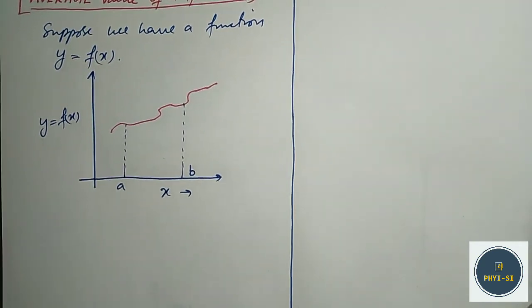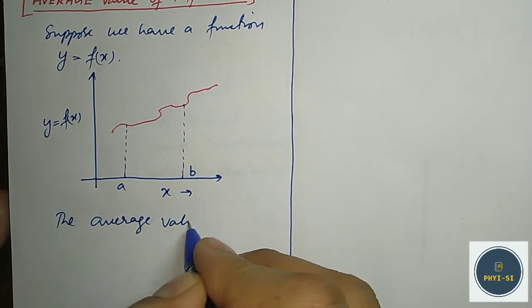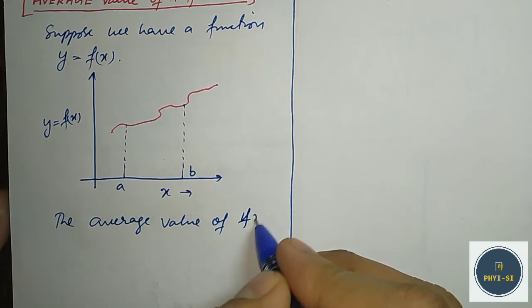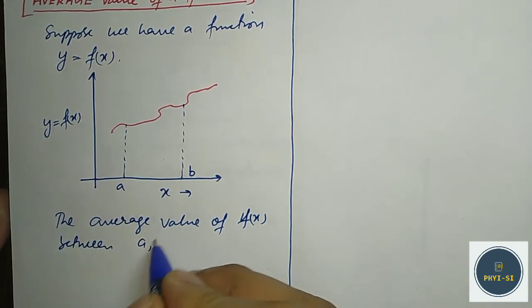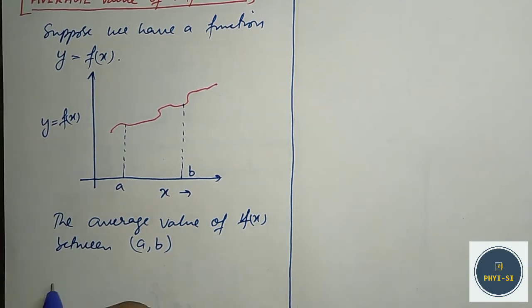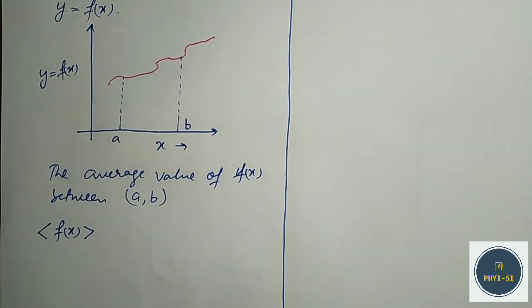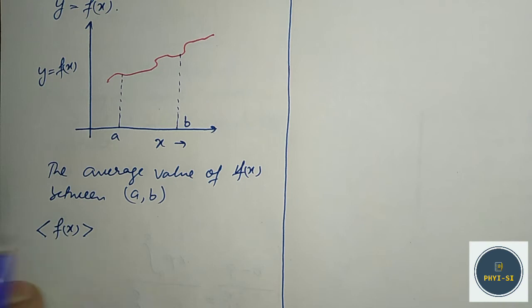So the average value of f(x) between a and b, the upper limit and lower limit, is given by this. This is the symbol, you can see that I have put these type of brackets. This is for the average value.